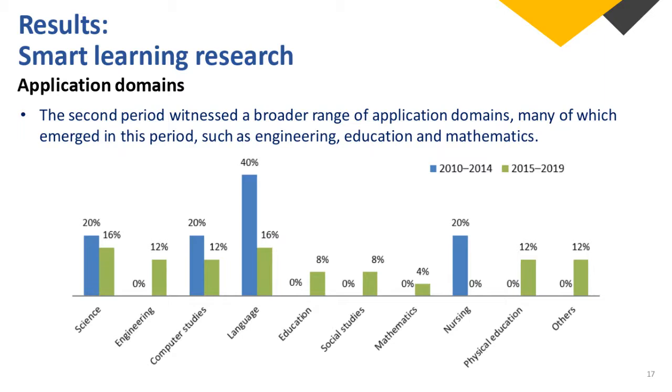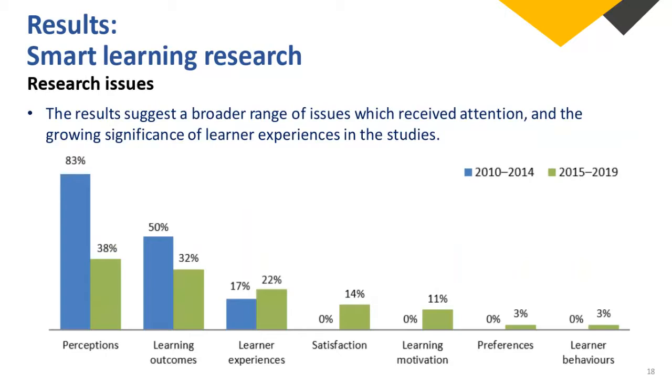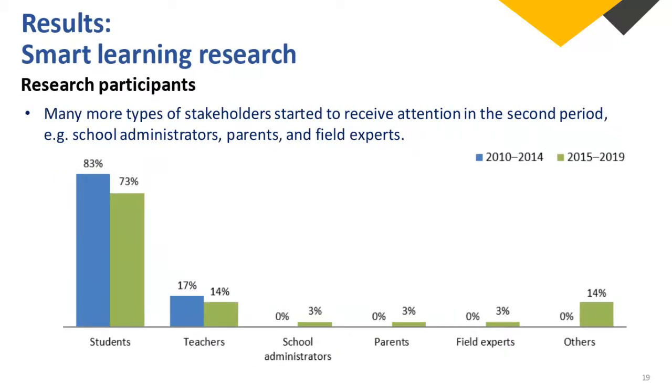But it could also be that people have attempted to look into a range of areas. As for the research issues, you can see that the second period is also much more diverse. Then let's look at the participants involved. In the second period, it's also much more diverse. In the first period, only students and teachers were involved. In the second period, different types of stakeholders are also involved.